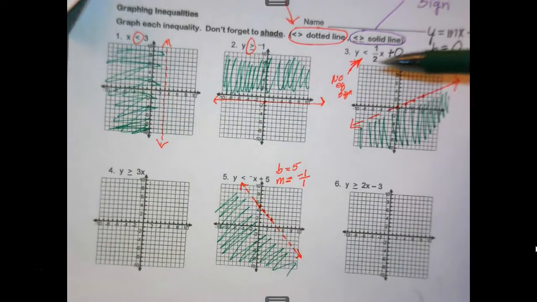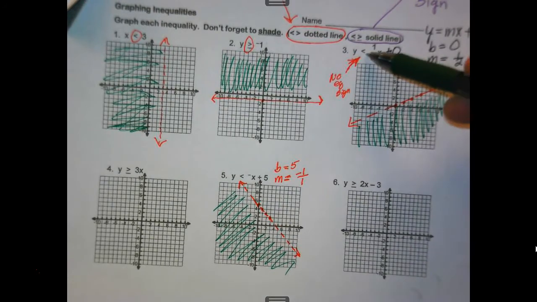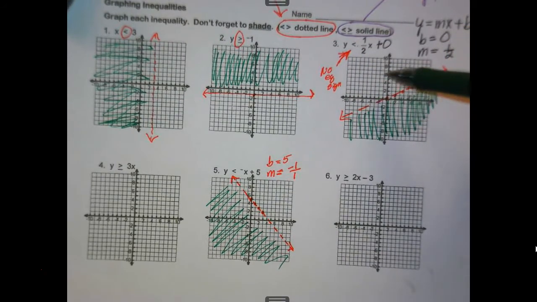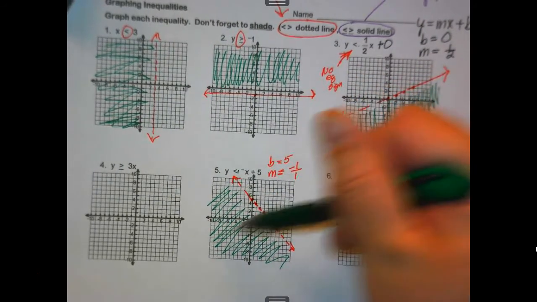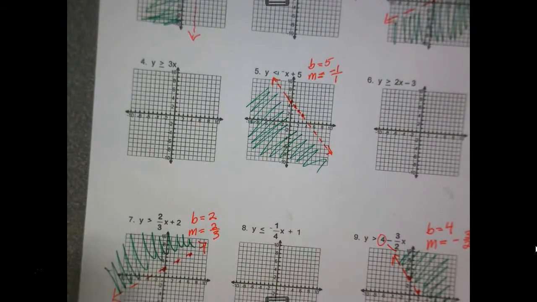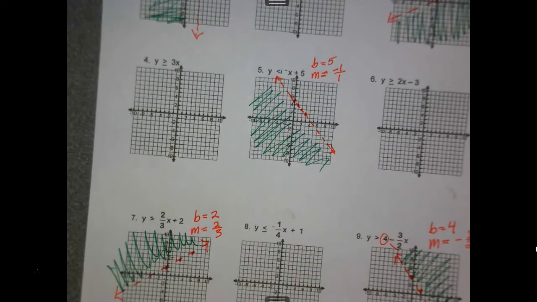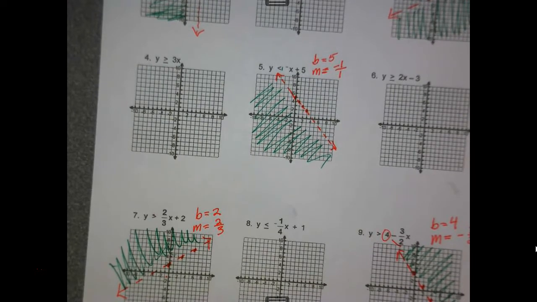Now, with a line, as long as your y is on the left-hand side, you follow the arrow. This is less than, so just shade less. See how this is less than? Shade this side because it's pointing that way. This one's pointing that way, so you want greater than. Same thing. The only thing the equal sign does is give it a solid or dashed line.